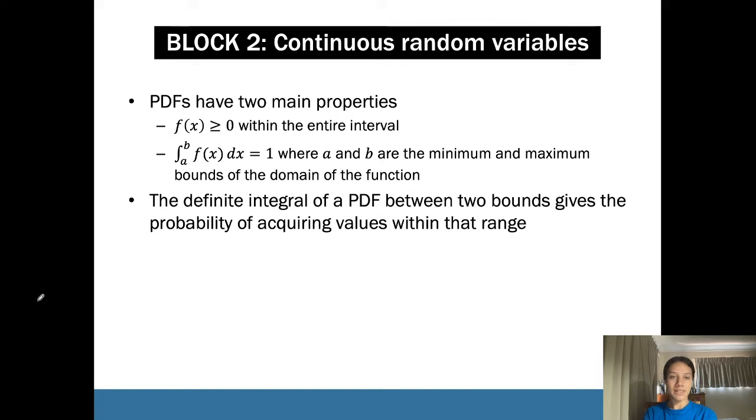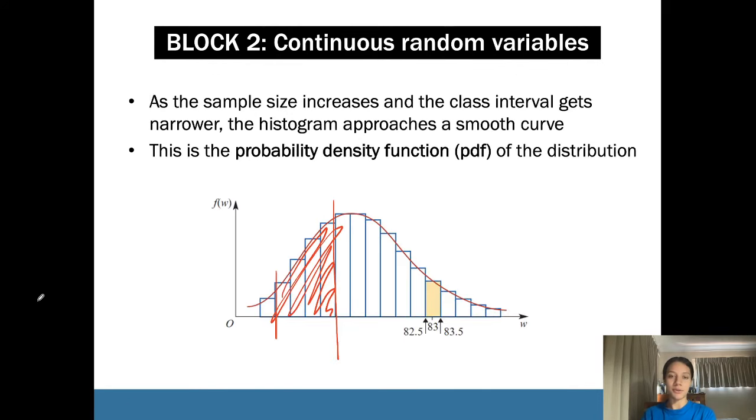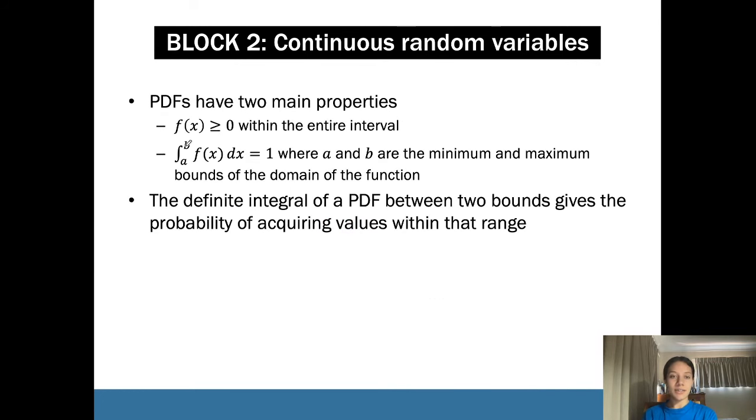First one is that your y value is greater than or equal to 0 within the entire interval. You never have a negative y value, it never goes below the curve. As you can see here, it's always above. And then if you integrate across a certain interval, so basically if you go from the minimum to maximum bound, if you integrate the entire graph, the area will be equal to 1, which makes sense because all of your probabilities should add up to 1. And that's how you represent it in graph form.